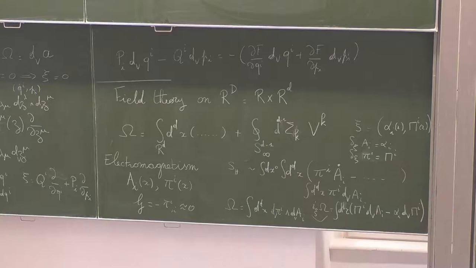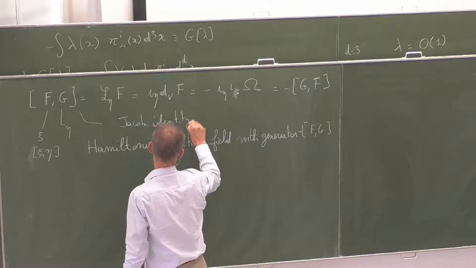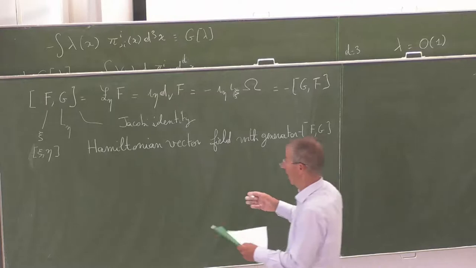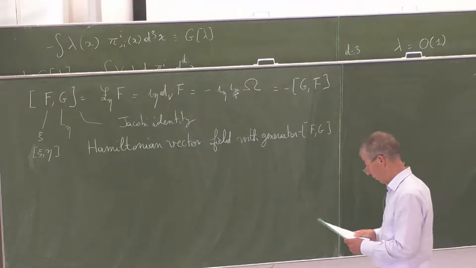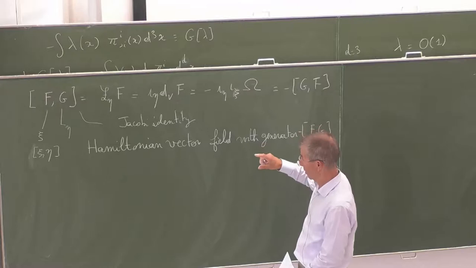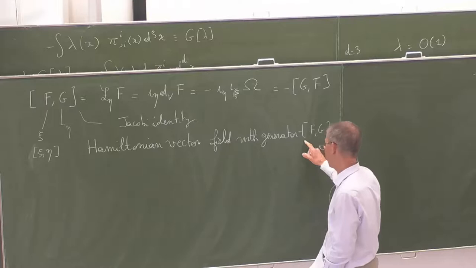So, well, maybe I should have said that it fulfills the Jacobi identity, and this is not a surprise. So you use the same definition as in finite-dimensional Hamiltonian theory, and you get the same properties of the Poisson brackets. But that is quite interesting that the algebra of the vector fields and the algebra of the generators are related by that property.